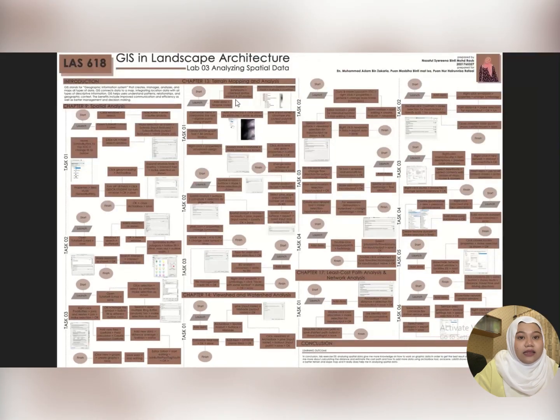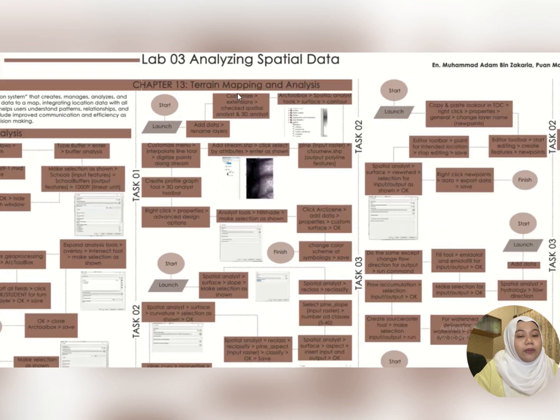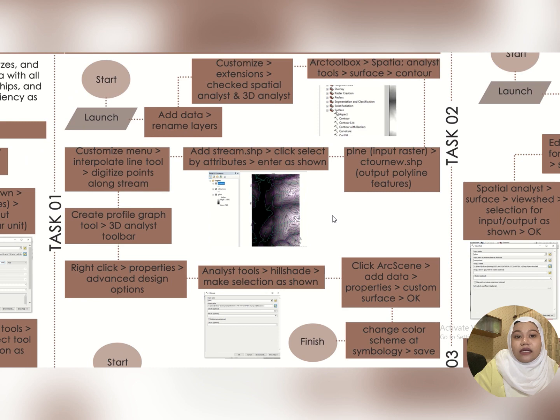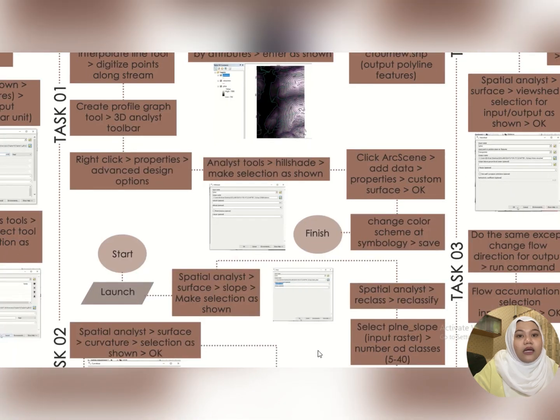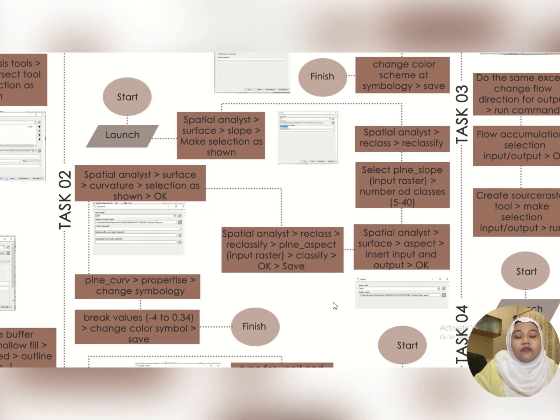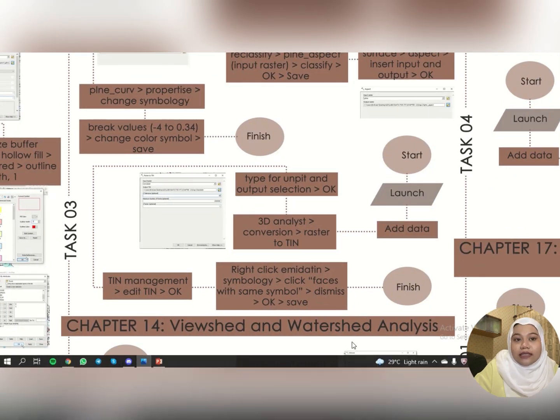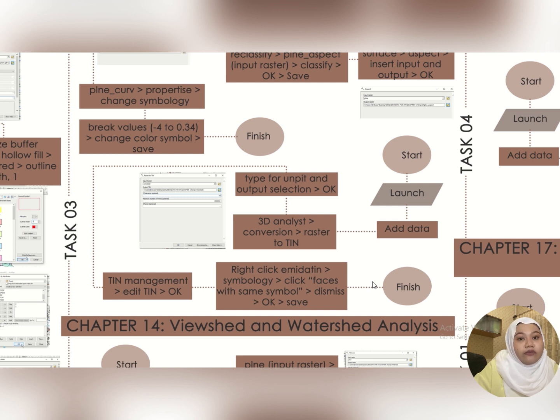Next, in chapter 13, we learn how to use terrain mapping and analysis. Task 1 introduces how to use a DEM for terrain mapping by creating a contour layer, creating a vertical profile, creating a hillshade layer, and a perspective view using ArcScene. In task 2, we learn how to derive slope, aspect layer, and surface curvature layer from the DEM. Task 3 introduces how to build and display a TIN. In this task, we learn how to modify a TIN from an elevation raster.